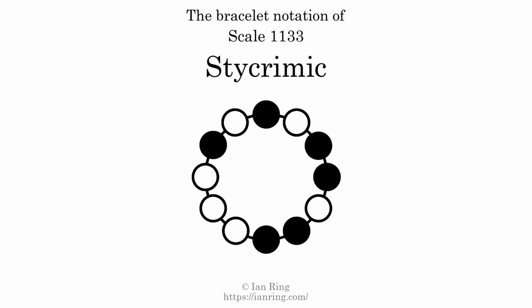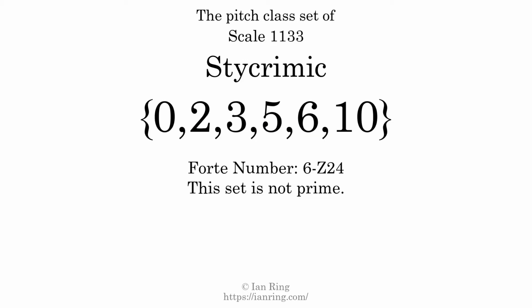This is a bracelet notation diagram of scale 1133. The shaded circles represent tones that appear in the scale, and they are read clockwise, starting at the top. The pitch class set for this scale is 0, 2, 3, 5, 6, 10. The forte class is 6Z24. This set is not prime.